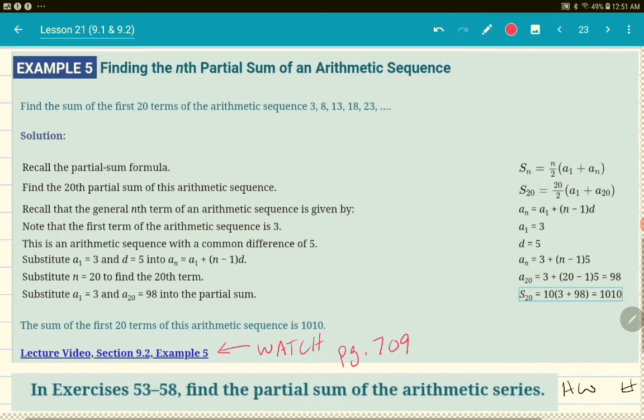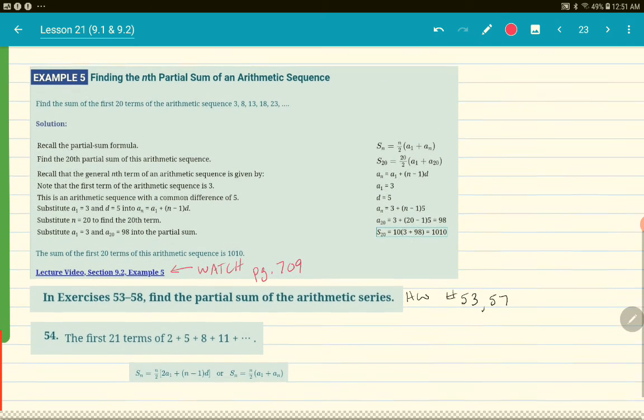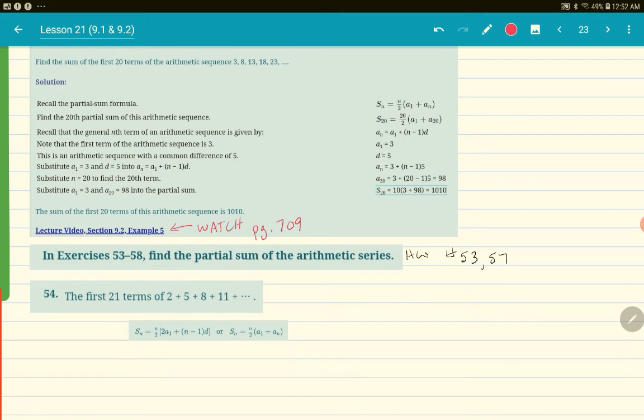All right, so you saw example 5, which is like the problems from 53 to 58. So let's open number 54 to try it. Go ahead and try that one, and then come back here and see how you did.